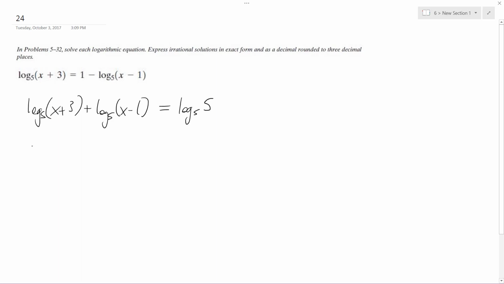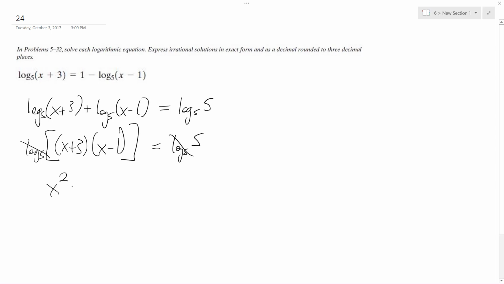So now I'm going to combine the log of 5 terms, so I get x plus 3 times x minus 1 equals log base 5 of 5. Now I can drop these logs. So I end up with x squared minus x plus 3x minus 3. And then I have 5 over here. I'm going to subtract 5, equals 0. So I get x squared plus 2x minus 8 equals 0.